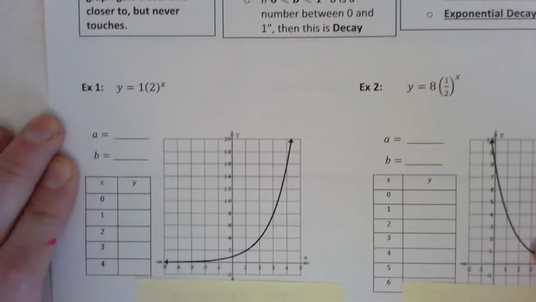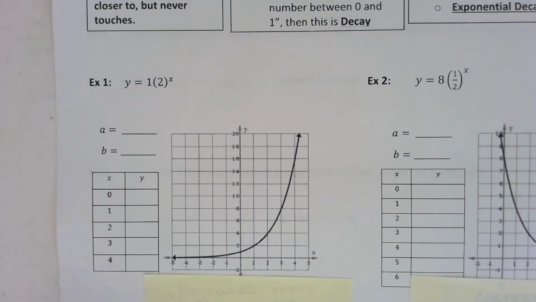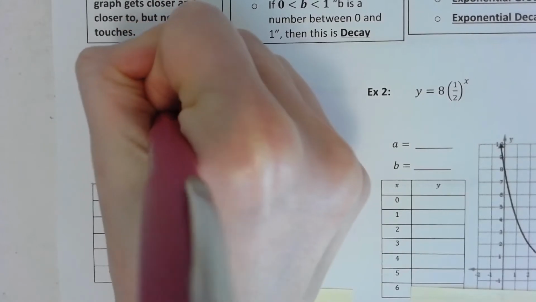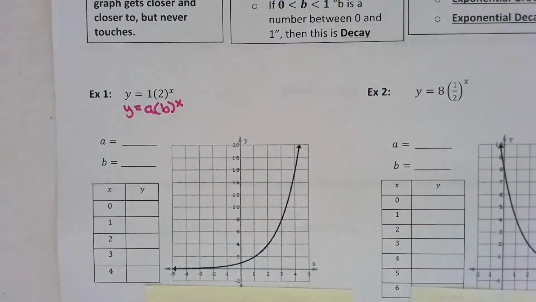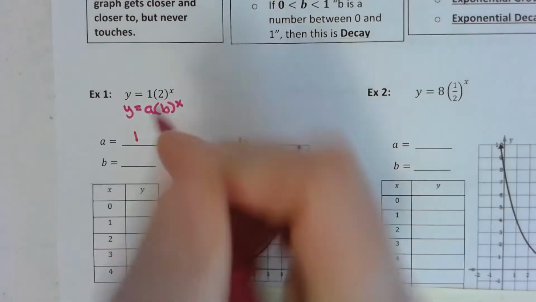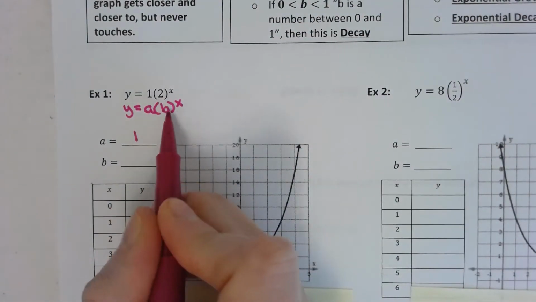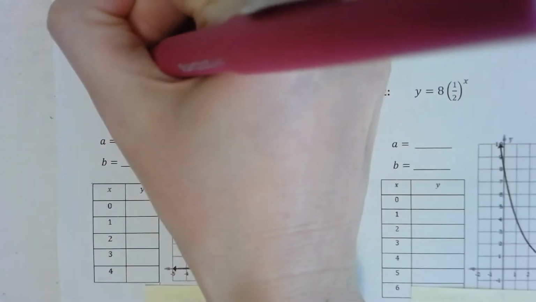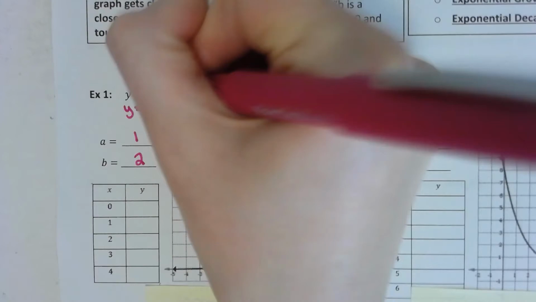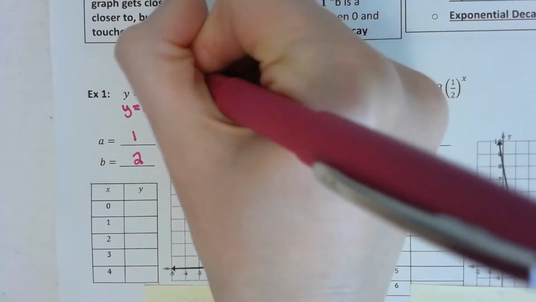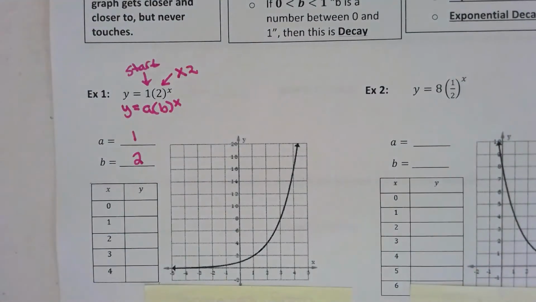So let's go ahead and look down at example 1 and 2. I want to get some practice with us identifying the a and b values and then figuring out if this is growth or decay. So if I write y is equal to a times b to the x power right up there, I can see that my a value, my starting amount, is 1, and my b value right there is going to be 2. So this is the start, and this tells me we are multiplying by 2 times 2 over and over and over again.